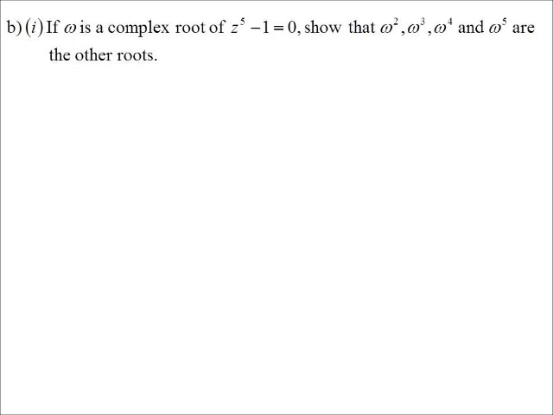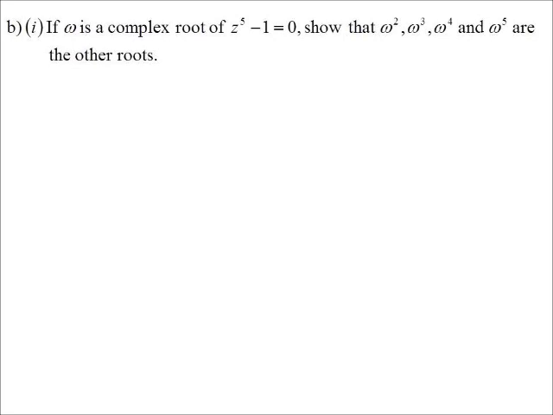So we then have to show that omega squared, cubed, to the power of 4, and to the power of 5 are the other solutions. Now, if they had told us omega was specifically cis 2 pi on 5, then that would be quite easy. I could just use de Moivre's theorem and say, omega squared would be cis 4 pi on 5. Oh yes, that's one of the other ones. Then cubed would be 6 pi on 5, which is the same as minus 4 pi on 5, and so on and so on. But again, that's not what our question says.